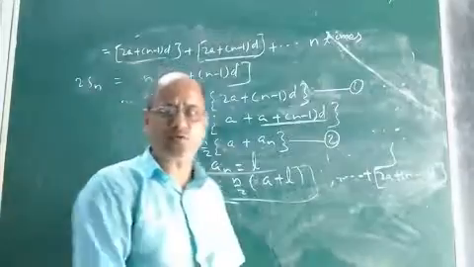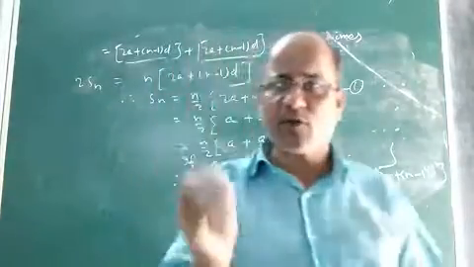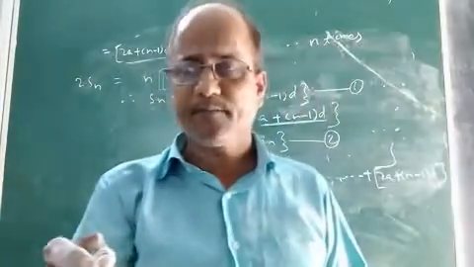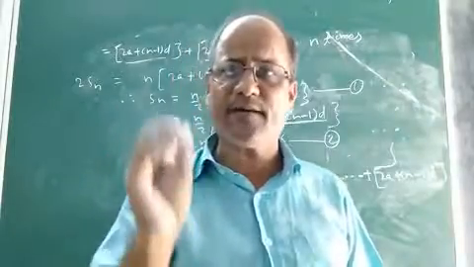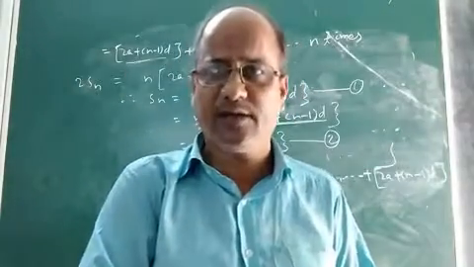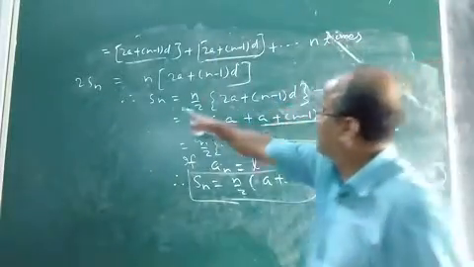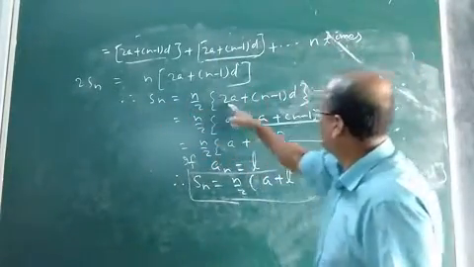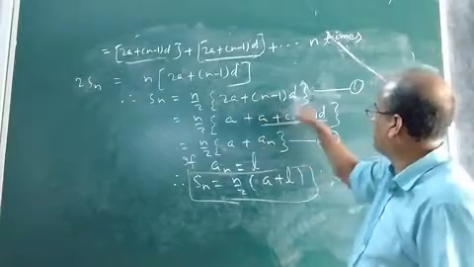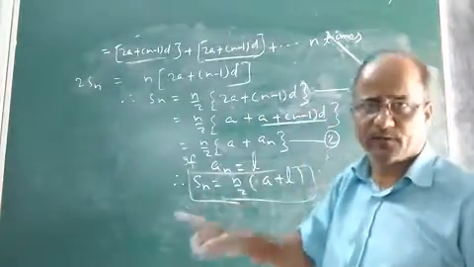Children, I hope you understood what is meant by the sum of n terms of an AP and how to find it. Which formula will you use? I discussed three formulae. One is the sum of n terms of an AP is n by 2 into [2a + (n - 1) d]. This is the main formula.